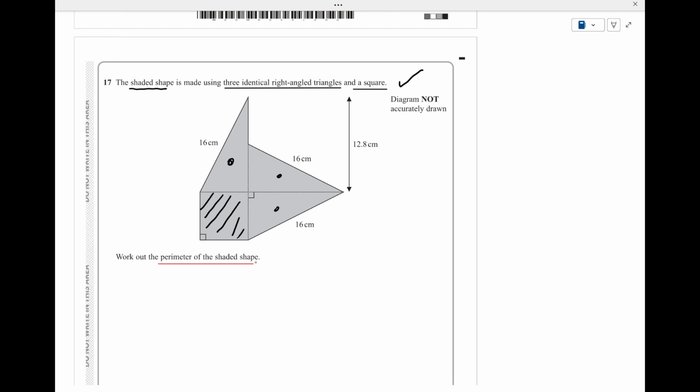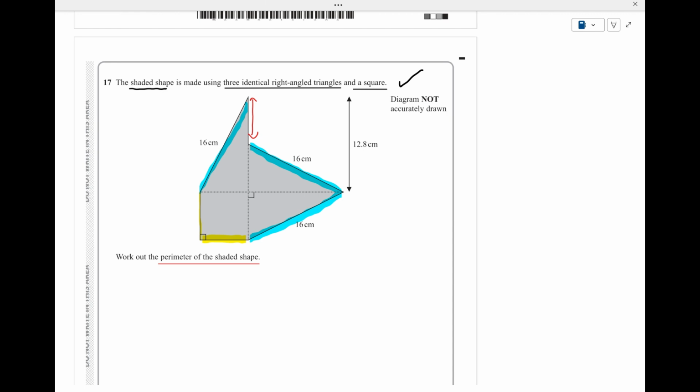Now the perimeter is the total of all the side lengths, isn't it? It's if I walk around the shape. So let's have a think about what information I've been given here. I've been given that this is 16 and that's 16. So I could walk around those two, couldn't I? I know that's 16. I don't know this length here or that length, and I don't know that length. So I'm a bit stuck at the minute.